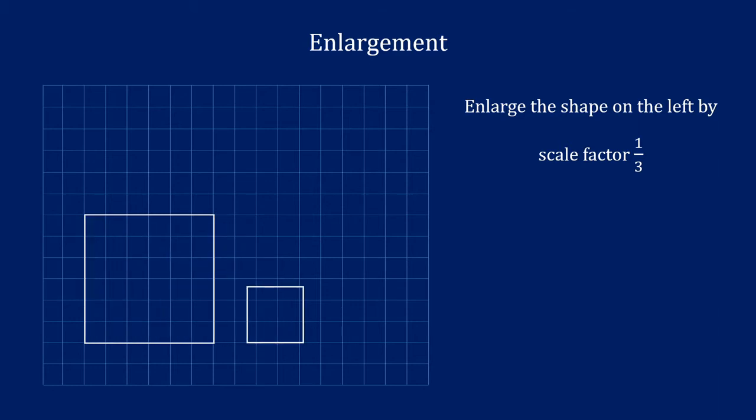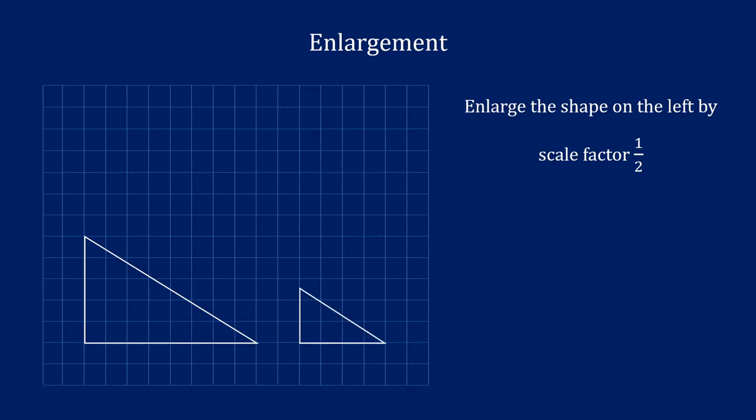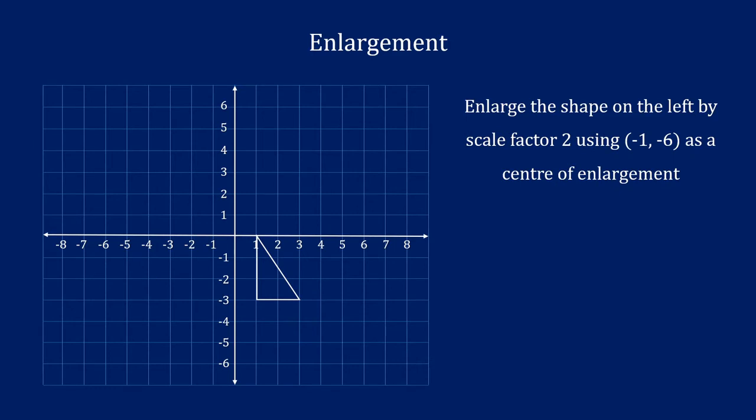You should get this shape over here. A 2 by 2 square. Pause here, come back when you got an answer. You should get this guy over here. Finally, pause here, come back when you got an answer. You should get this shape over here. Easy peasy. All right, let's make it harder.